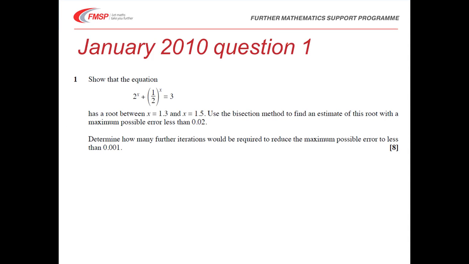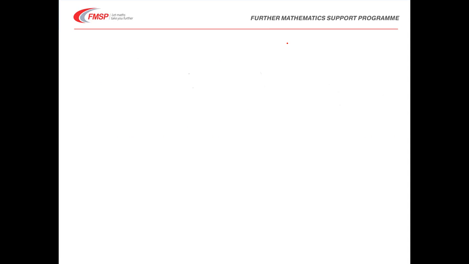Okay, let's look at what we have to do now. We've done the bisection method, and finally we've got to determine how many further iterations would be required to reduce that MPE to less than 0.001. So it's how many further. Just bear in mind that we've done so many so far, and it's how many more we're going to need. Well, we know that the MPE halves each time we go through it, so what we're going to do is keep halving until we get lower than 0.001.